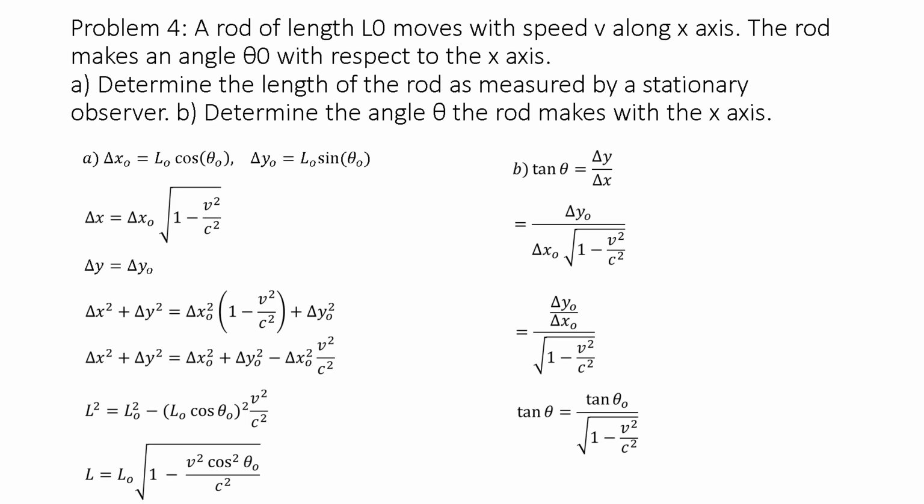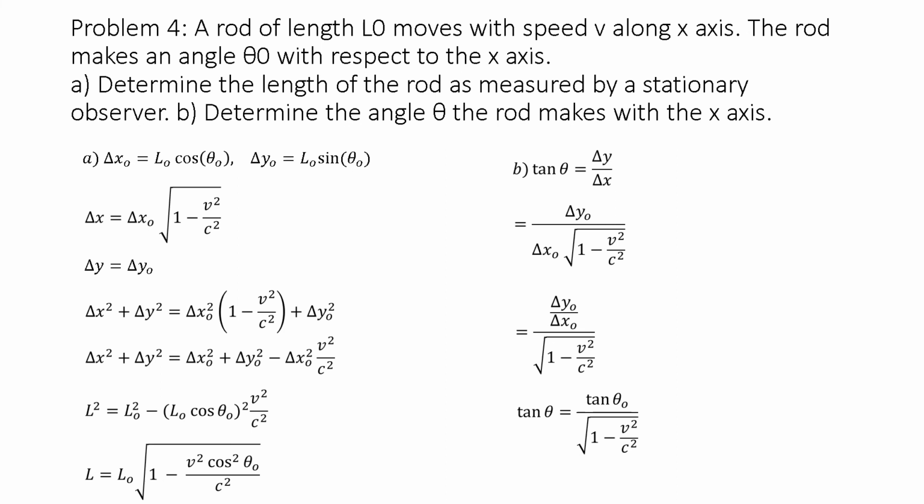Part A. Suppose that the rod is in xy plane. Delta x naught and delta y naught are projections of the rod's proper length on x-axis and y-axis. Similarly, delta x and delta y are projections of the rod's length in the observer's frame of reference. Delta x naught equals L naught cos theta naught and delta y naught equals L naught sin theta naught. The rod is moving along x-axis. So we find the expression for delta x using the length contraction formula. Since there is no motion along y-axis, therefore delta y equals delta y naught.